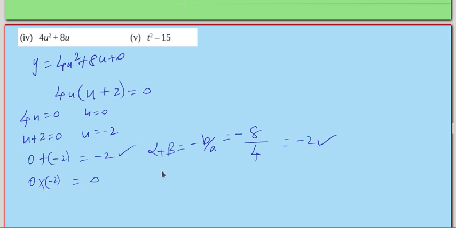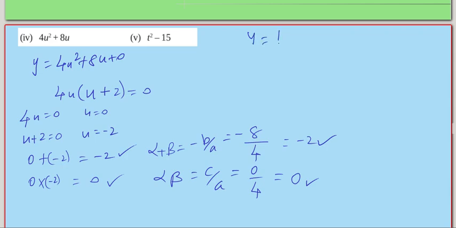Next, product of the zeros, alpha beta. Alpha beta is c by a. The constant term is 0, no? 0 divided by a, which is 4. 0 by 4 is nothing but 0 itself. So this is also verified. In the same manner, we can do this also.